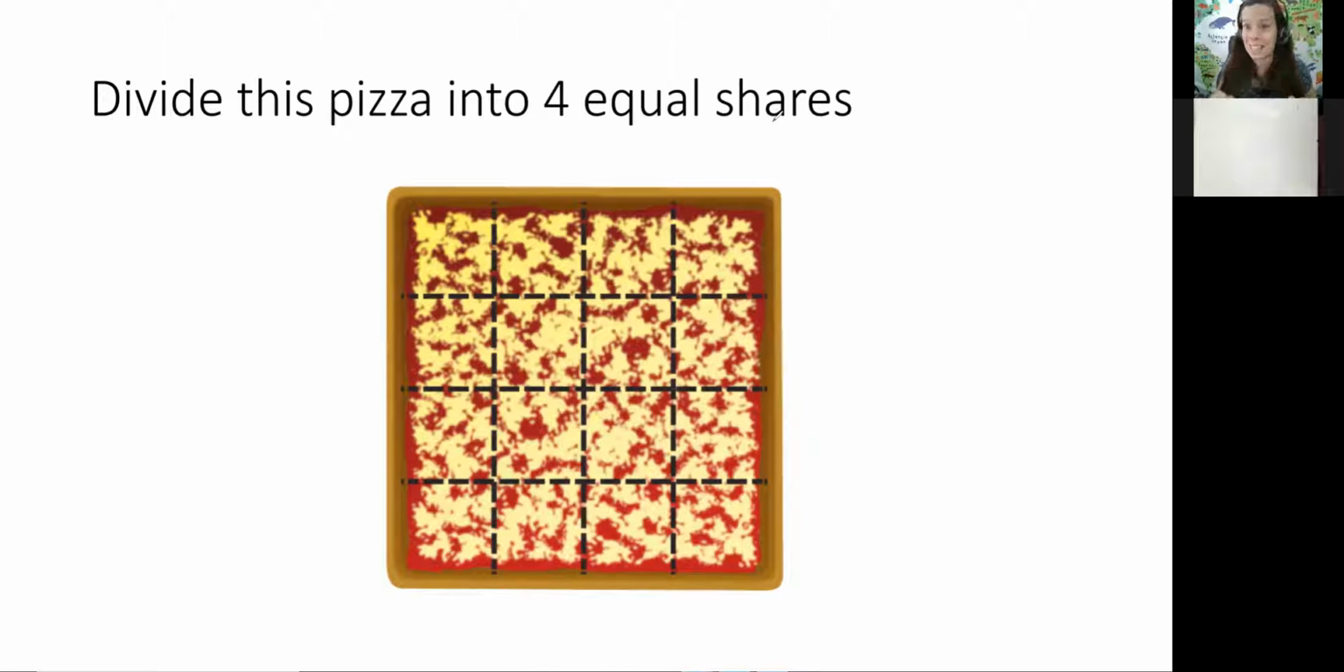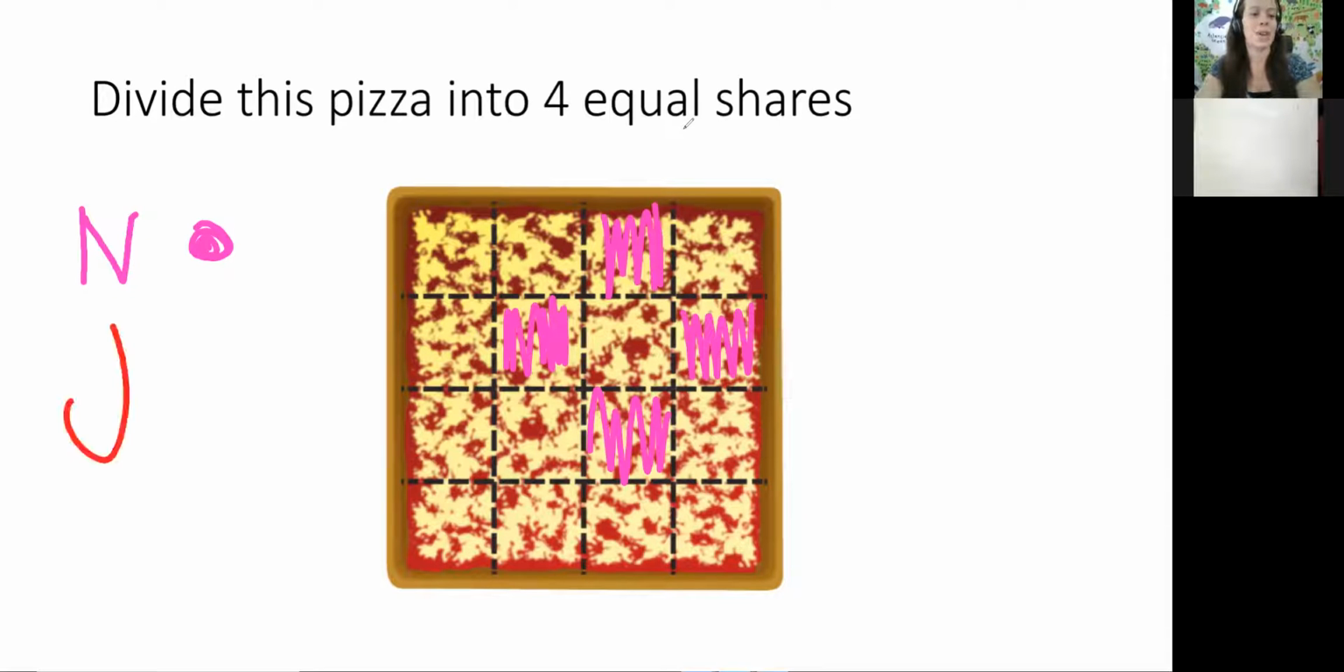So let's think a little more creatively, okay? Let's say that this one is Nariel. Nariel gets the pink squares. Let's see, she can have this one. 1, 2, 3, 4, right? And let's say Jordan comes in and he gets the red squares. How many does each person get to keep it fair? 4. 1, 2, 3, 4.